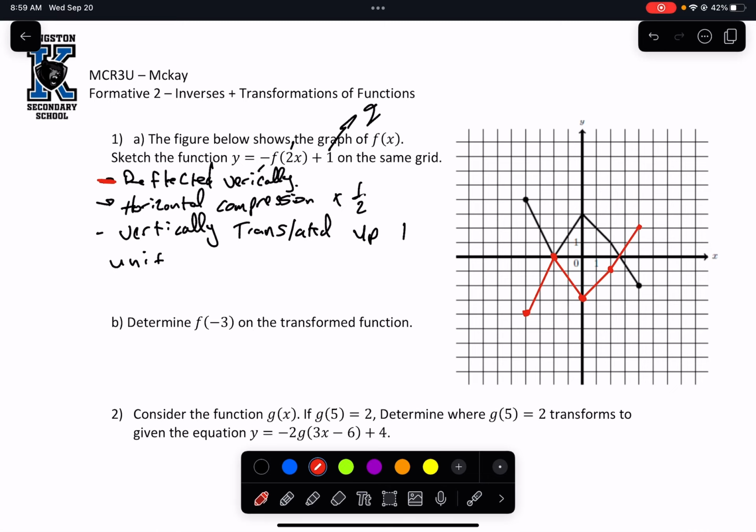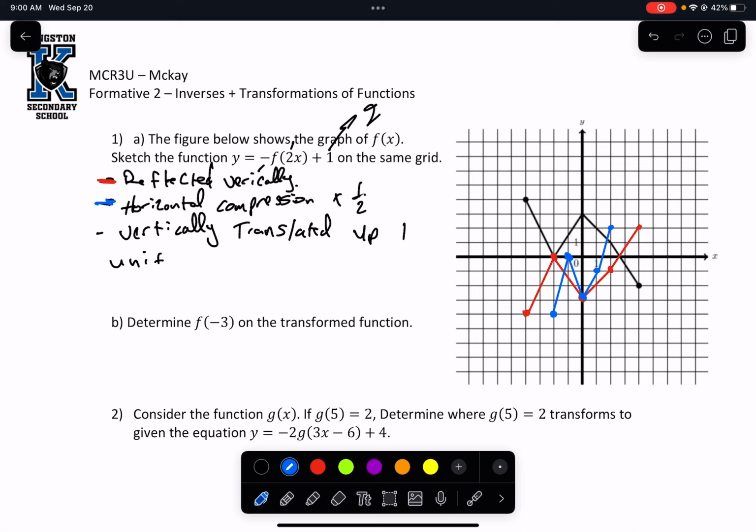So that's the reflection. Now the horizontal compression. I'm going to compress the graph, so I'm going to cut the x values in half, and that's going to be the blue graph. This is 4 units away; cut it in half and it comes to here. 4 goes to 2, 2 goes to 1, 0 stays on 0. Are we happy?